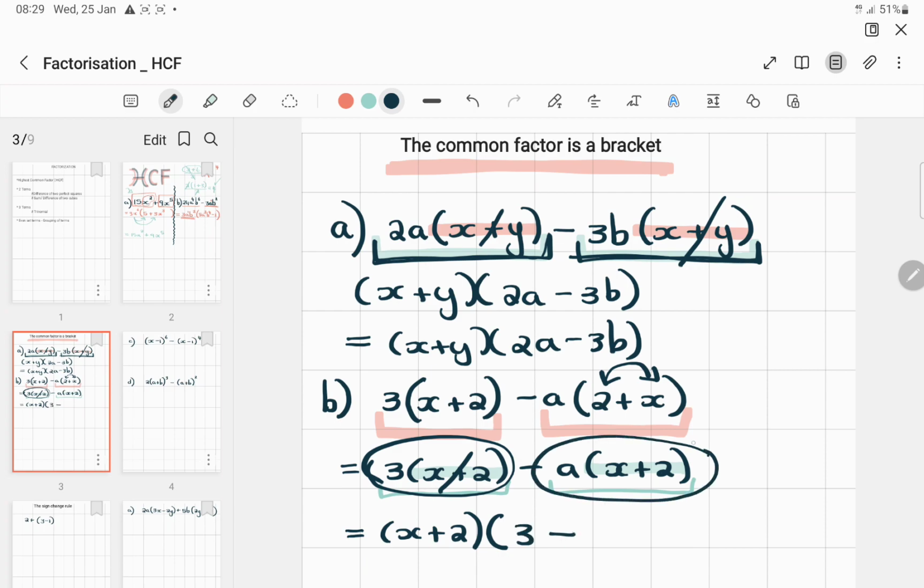Minus, if you take this term and you divide it away, the x plus 2's will cancel out and you are left with a. Again, please, you cannot cancel that out. That's part of your answer. All right, and that is your final answer. X plus 2 times 3 minus a.